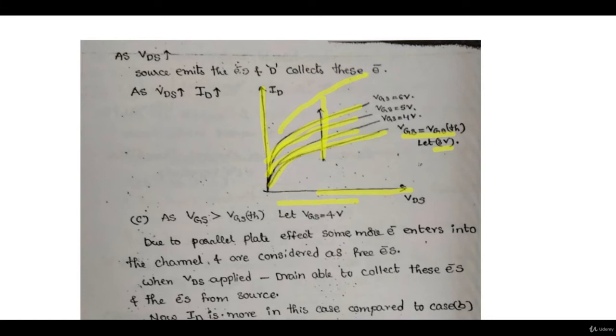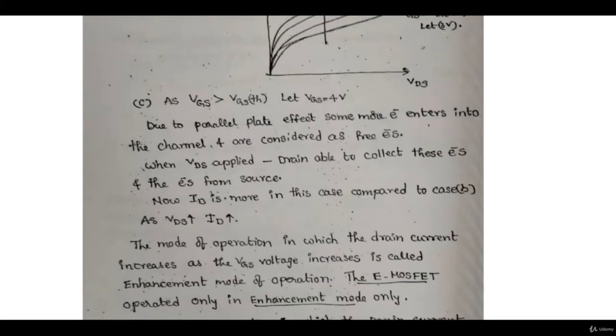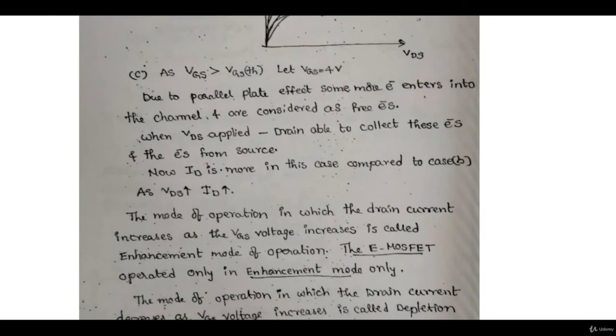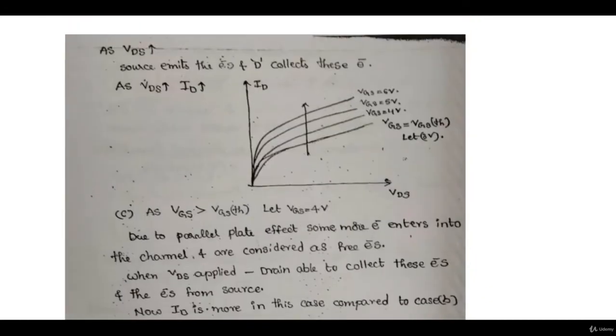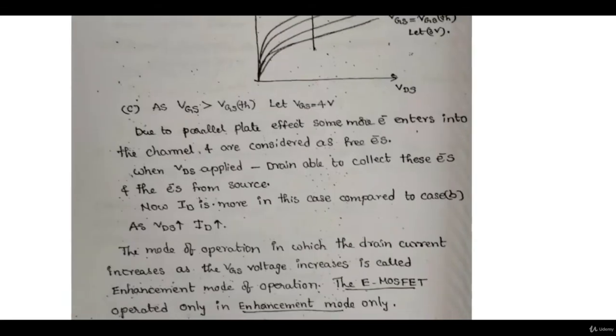Okay, so both effects are happening here. Once you make a channel, you can control the current by VDS. Now if you apply a value of VGS greater than VTH, just as we saw here in the curve, the effect will be more and the current will be more. Okay, so that is what is written here.